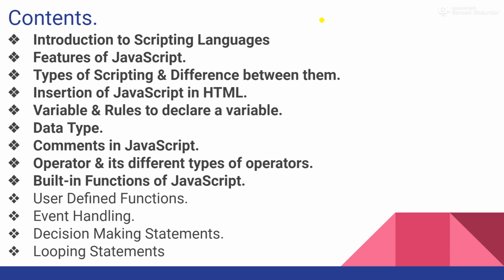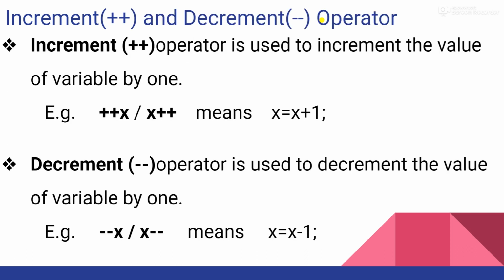But before moving to built-in functions of JavaScript, we will quickly revise through the pre and post increment with some examples. So let us start. So increment and decrement operator. So what is increment? Increment means to increase the value. Likewise, decrement means to decrease the value, right? So this plus plus and minus minus, what exactly it means we will see. So first we will see the increment operator, that is the plus plus.